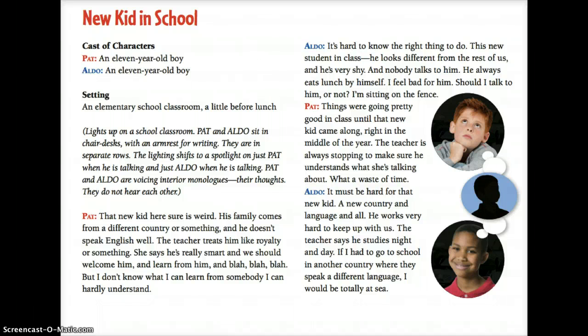Pat: Things were going pretty good in class until that new kid came along, right in the middle of the year. The teacher always stops and makes sure he understands what she's talking about. What a waste of time. Aldo: It must be hard for that new kid. A new country and language and all. He works very hard to keep up with us. The teacher says he studies night and day. If I had to go to school in another country where they speak a different language, I would be totally at sea.